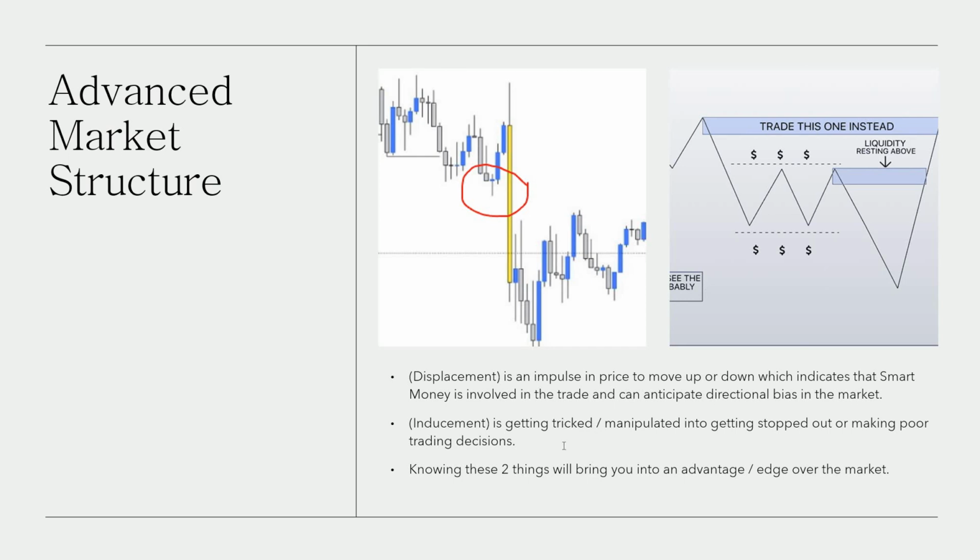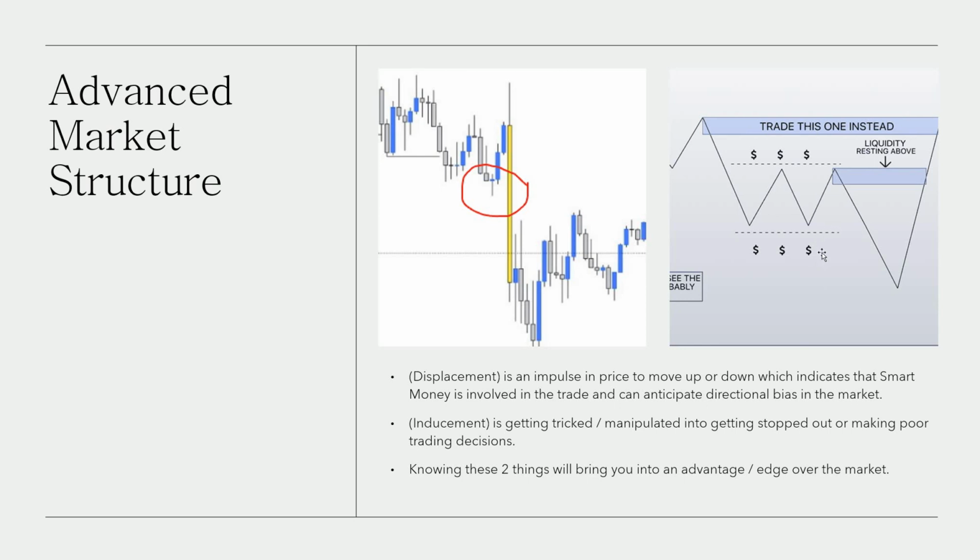Inducement is getting tricked or manipulated into getting stopped out or making poor trading decisions. So, manipulation is when market makers target retail traders to get stopped out to then add liquidity to the market. Okay? And that's what retail traders fail to realize, that market makers manipulate traders into getting stopped out to then add liquidity to the market, right? Now, where do most retail traders have their stop losses and stop orders? Above old highs and equal highs, below old lows and equal lows.